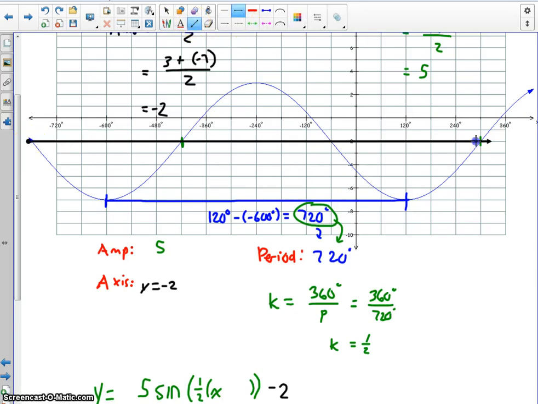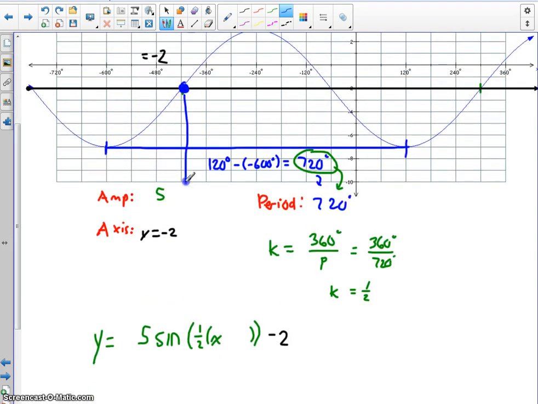It was at y equals negative 2. Okay, so where is it on its axis? Well, you can see a spot right over here where it's on its axis. Now there's also another spot here, we'll deal with that. But this is a spot where it's on its axis. So if I choose right here, this has an x value of halfway between negative 360 and negative 480, so that's negative 420. So if I start here, my phase shift is going to be left 420 degrees. If it's left 420 degrees, I'm going to have x plus 420 degrees inside the equation.